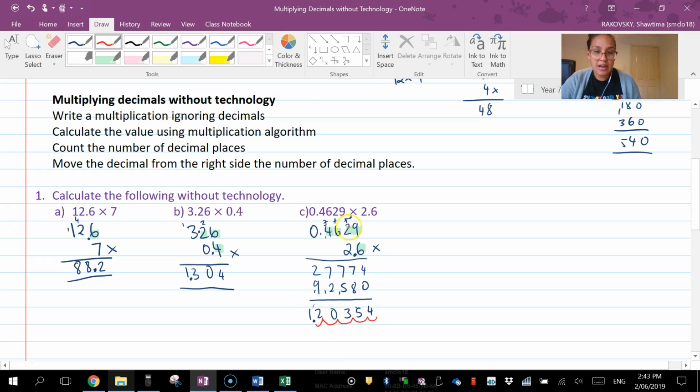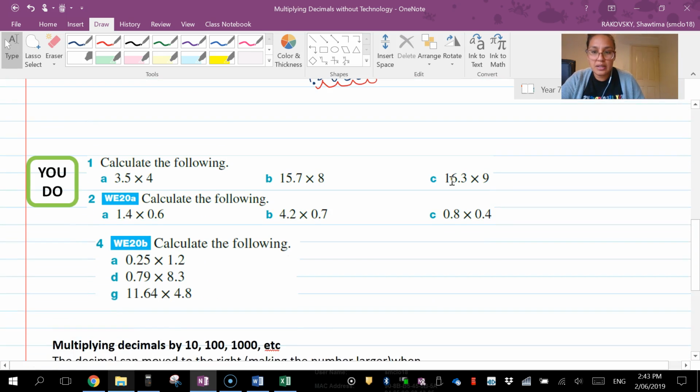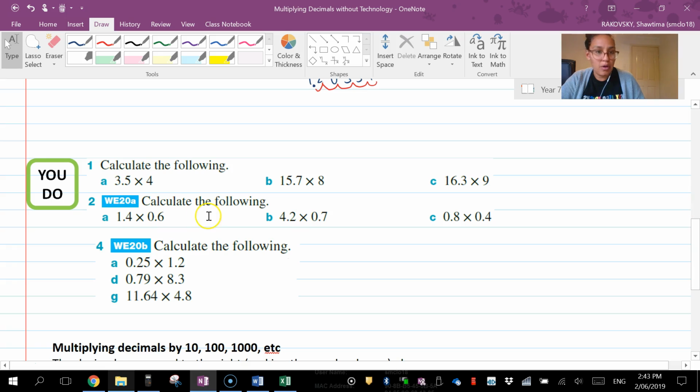If you have a look at your calculator, you'll find that the more decimal places you have, the smaller the number becomes, because you're multiplying by very small numbers. Okay, so what we'd like you to do is pause the video and have a go at those.